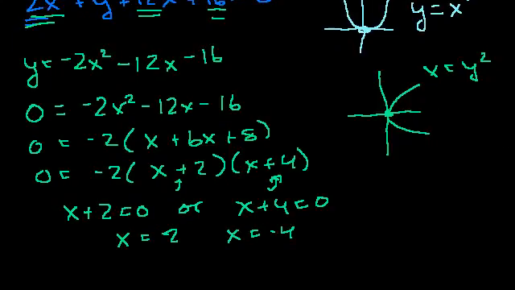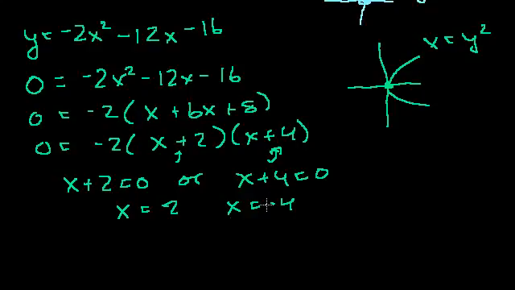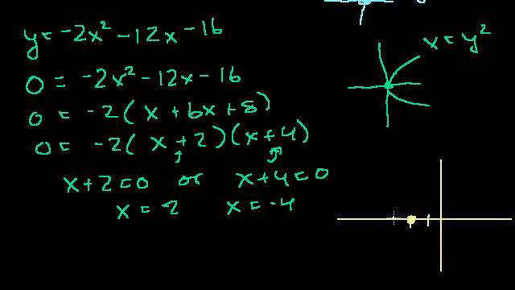So we immediately know one thing about this parabola, and you've probably already done this in your algebra class: if we were to draw the x-axis, it intersects the x-axis at minus 2 and minus 4. That's all we know about this right now.